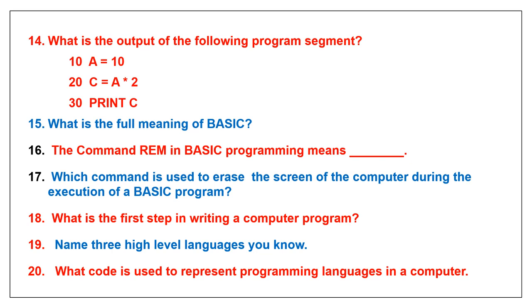Once you have A asterisk 2, it means 10 times 2 because the value 10 has been assigned to A. Then your output, print C, will give you 20.